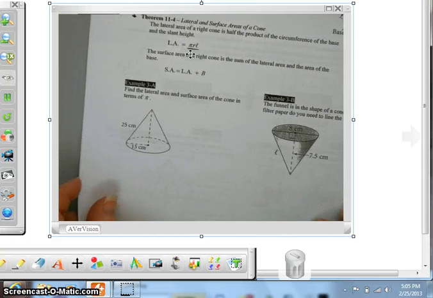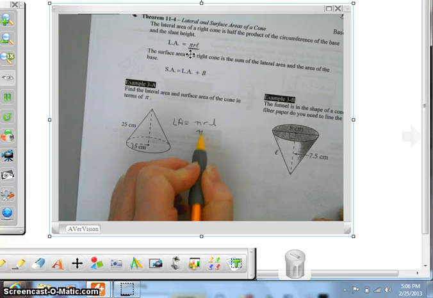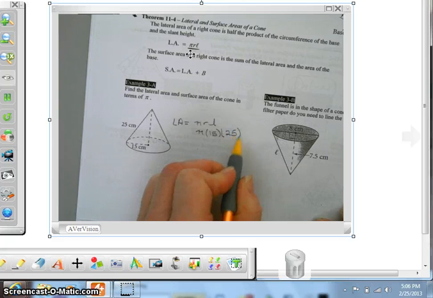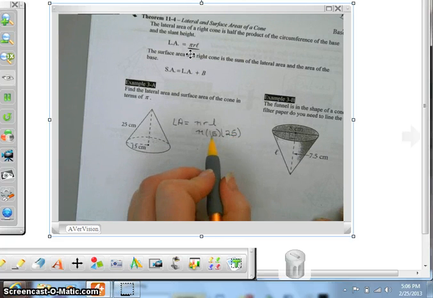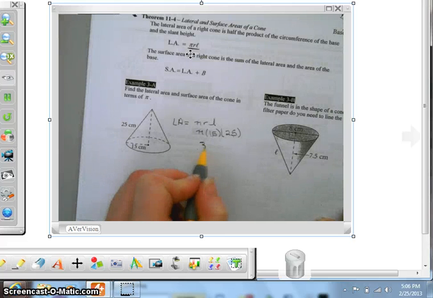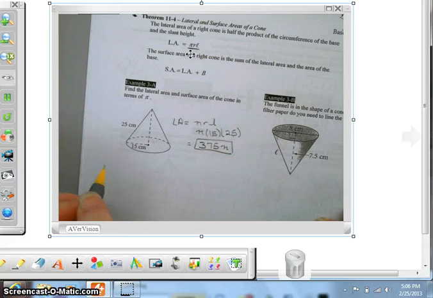Okay, so let's go down and look at the first example. Example 1, lateral area, pi RL. So pi times the radius of 15 times your slant height of 25. 15 times 25, does anybody have that in their head? We'll do that real quick here. And it looks like we're going to just leave it in terms of pi, so this one's not going to be too hard. 375 pi. Okay, that's for lateral area.